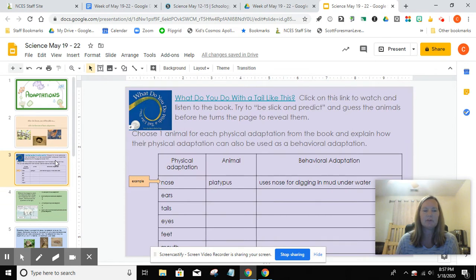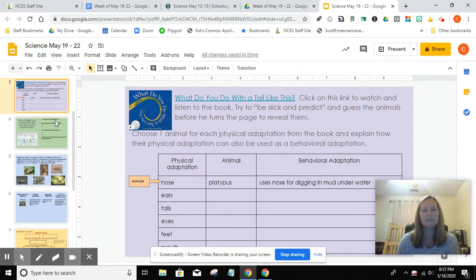Slide 3 is where you're going to start having to do some of the work on your own. So you're going to actually read this book. If you click on the link right here, it'll read it aloud for you. So it says, click on this link to watch and listen to the book. Try to be slick and predict and guess the animals before he turns the pages.